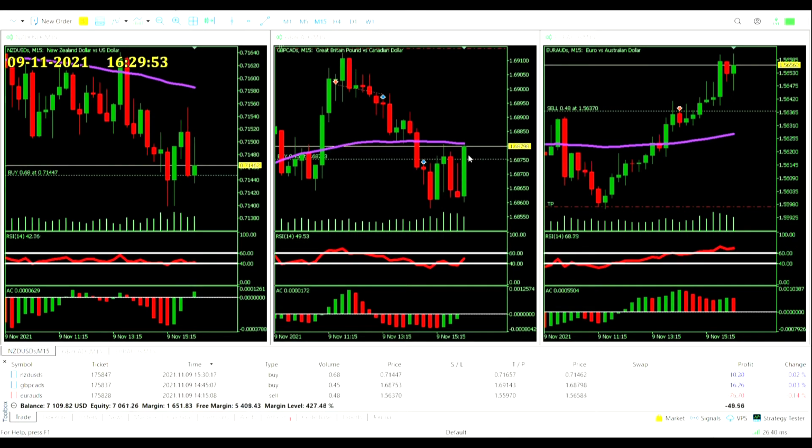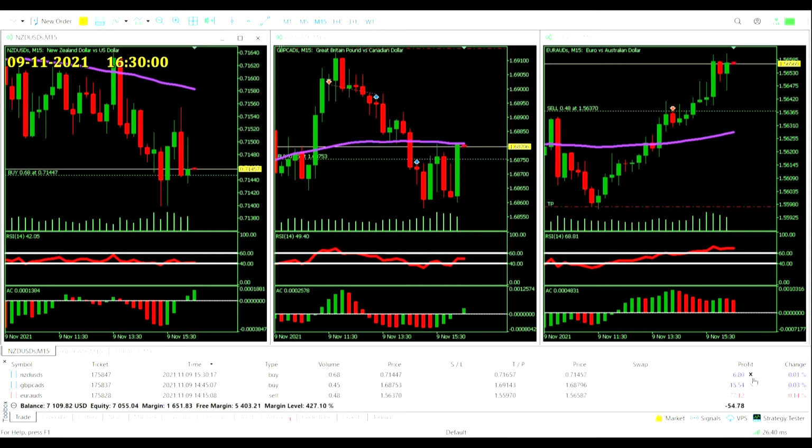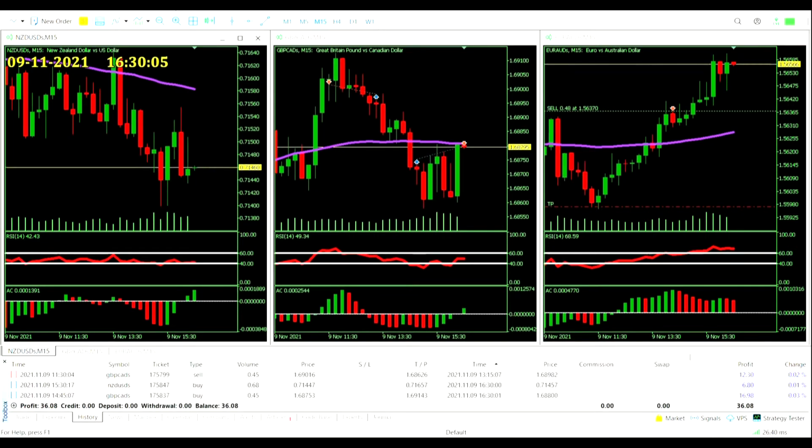It's reversed the fortunes of the previous candle, and here we are 5 seconds to go. It does look as though it's going to be some minor profits. Let's just wait for it. There it is, and we get those shut off. The New Zealand dollar, US dollar, that came in at $6.80 in the end, and the pound Canadian $16.98.